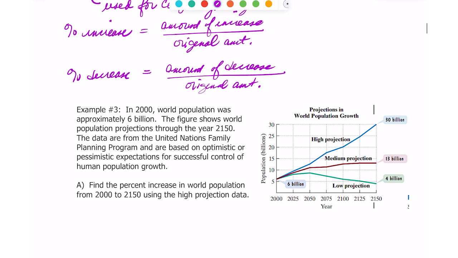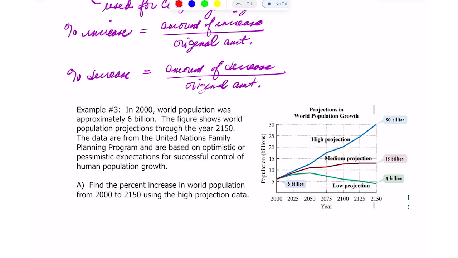So in 2000, the world population was approximately 6 billion people. The figure shows world population projections through the year 2150. The data are from the United Nations Family Planning Program and are based on optimistic or pessimistic expectations for successful control of human population growth.